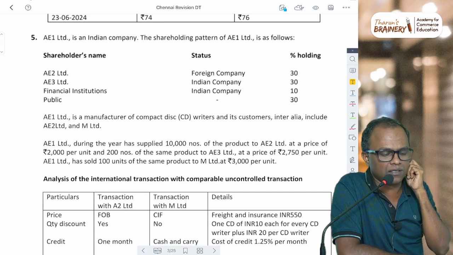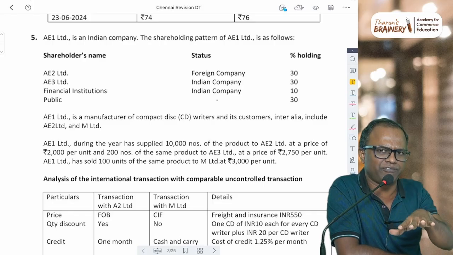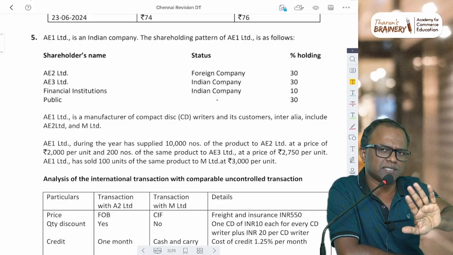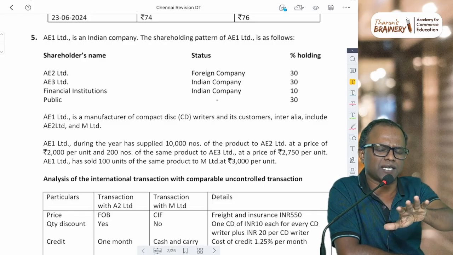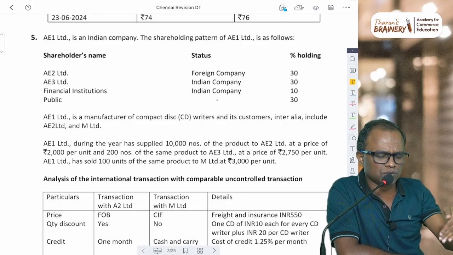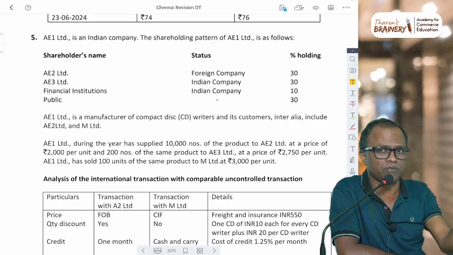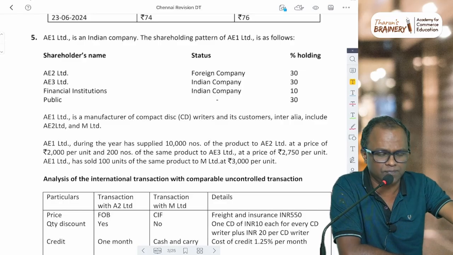In examination, sometimes they won't give the shareholding pattern. Simply the question will start: AE1 Limited and AE2 Limited are holding-subsidiary. That's enough. And one company is a foreign company. That's enough, because to be a holding-subsidiary as per the Companies Act, at least 51% should be held by the other company. To constitute AE, 26% is enough. So holding-subsidiaries are always AE under the tax law.